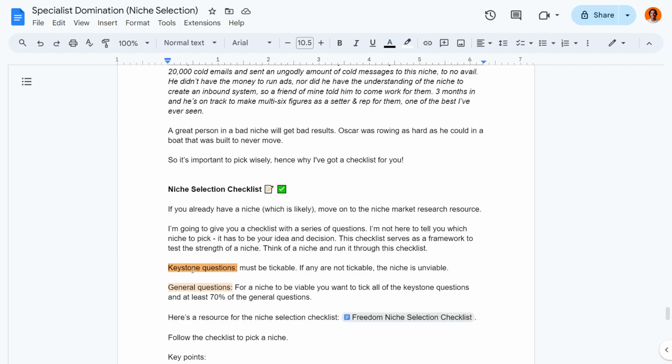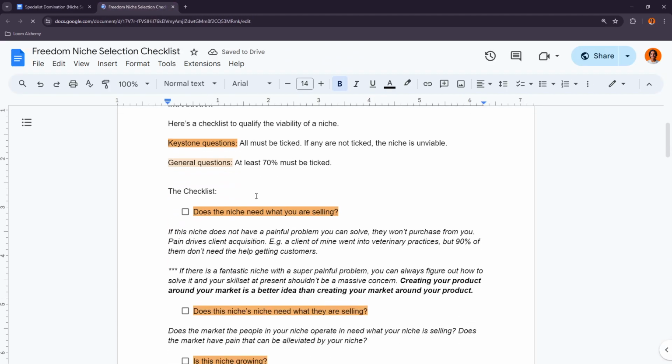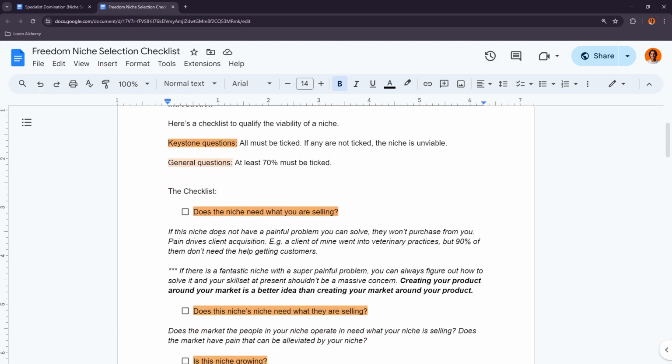Now there are going to be keystone questions. These must be tickable, all of them. If any of these are not tickable, the niche is unviable. And then there are general questions. For a niche to be viable, you want to tick all of the keystone questions and at least 70% of the general questions. Now this is basically the resource. You can go through it, and this is what it looks like. Here are a lot of questions. Again, the keystone must be all ticked. For general questions, at least 70% must be ticked.